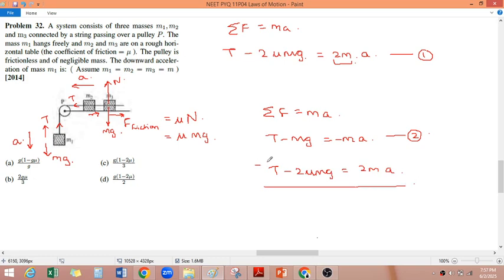I told you I want to get rid of T, so that means elimination method, plus minus. This will be 2 mu minus 1 times mg, so mg is common. And ma is common, so minus of minus it will be addition, so that means it will be minus 3 ma.